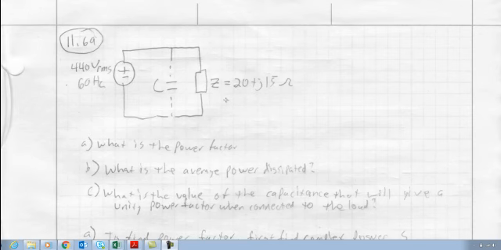Number one, what is the power factor? Two, what is the average power dissipated by this load? And then part 3 asks, what is the value of a capacitance, so we show this capacitance here, that could be added to the circuit that will give a unity power factor. Okay, so let's go ahead with the first part here.